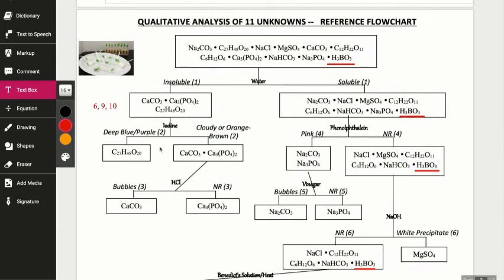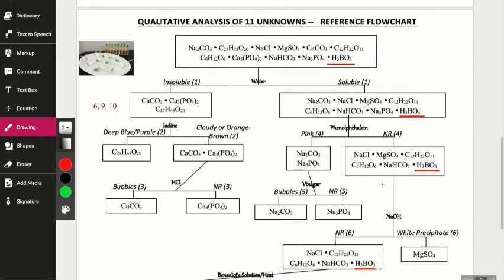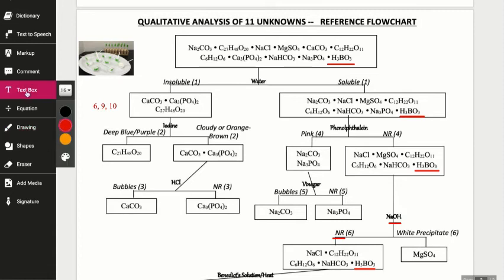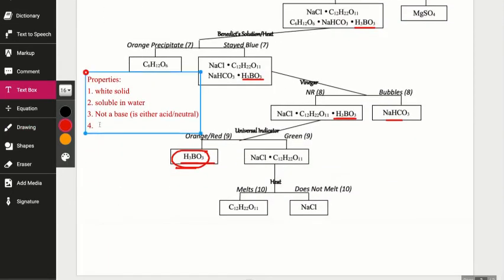After we tested it with phenolphthalein, we then came down here and tested it with sodium hydroxide. It didn't do anything interesting. NR, no reaction. So we know something about that. We know a chemical property. It's a boring chemical property, but we know a chemical property. This does not react with NaOH.